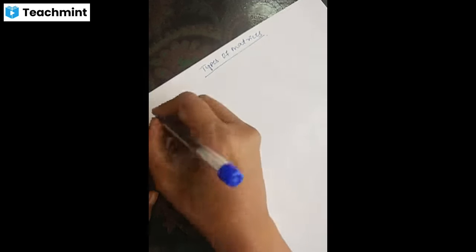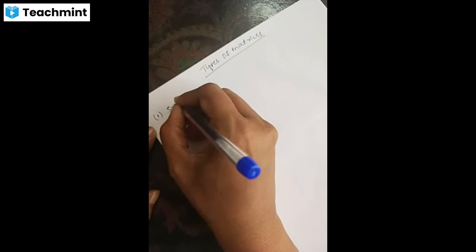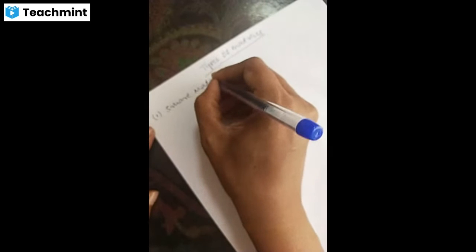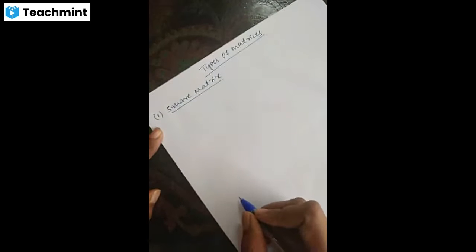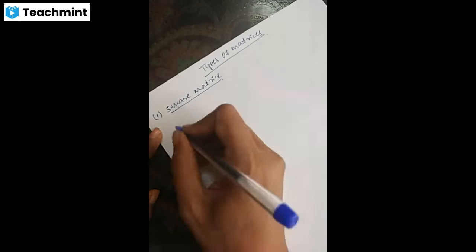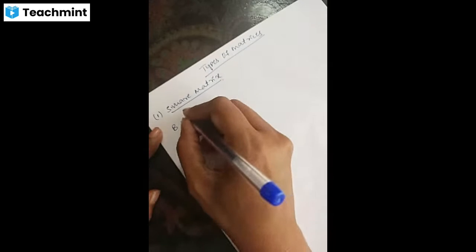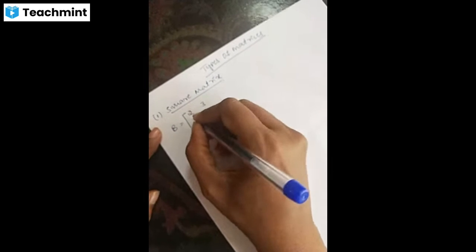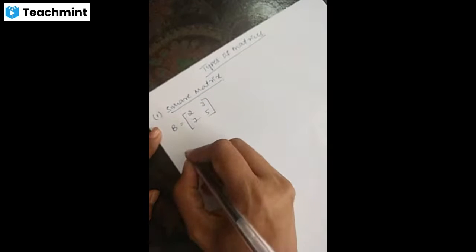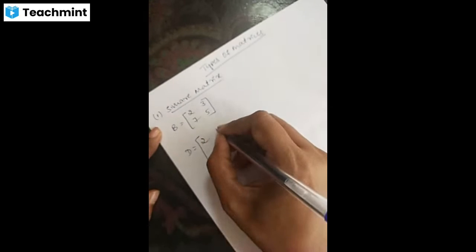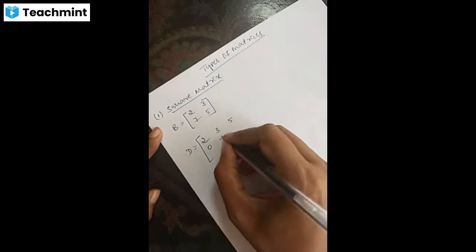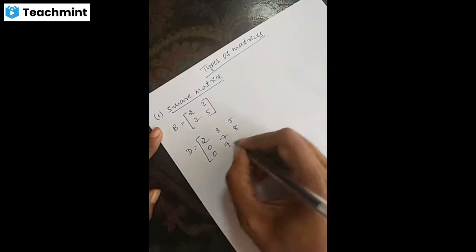Okay. Types of matrices. There are nine types of matrices. The very first type is the square matrix. Square matrix is nothing but, let us take one example first, then I'll come to the definition. Let's say matrix B is 2, 3, 7, 5 and matrix D is 2, 3, 5, 0, minus 7, 8, 0, 9, 8.